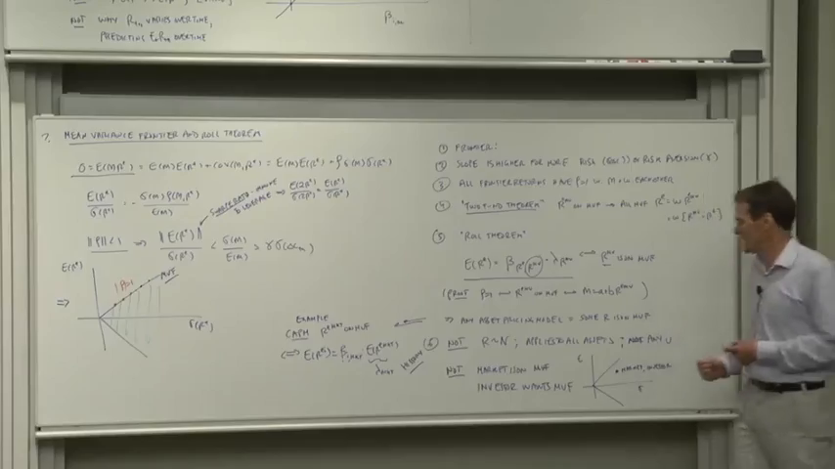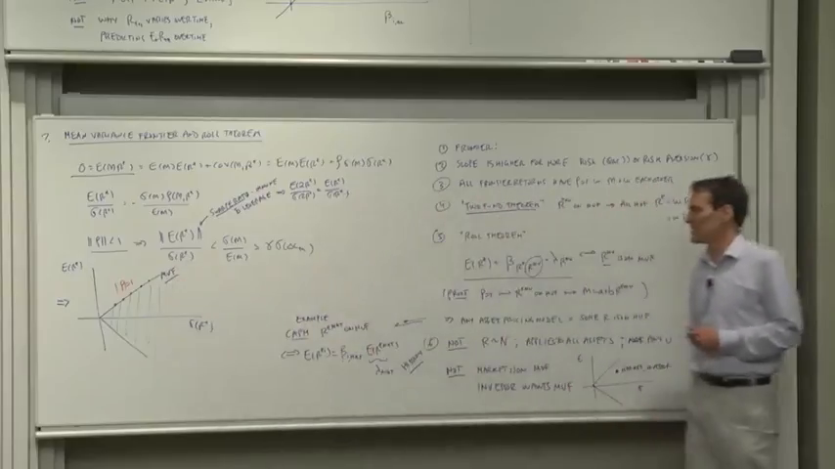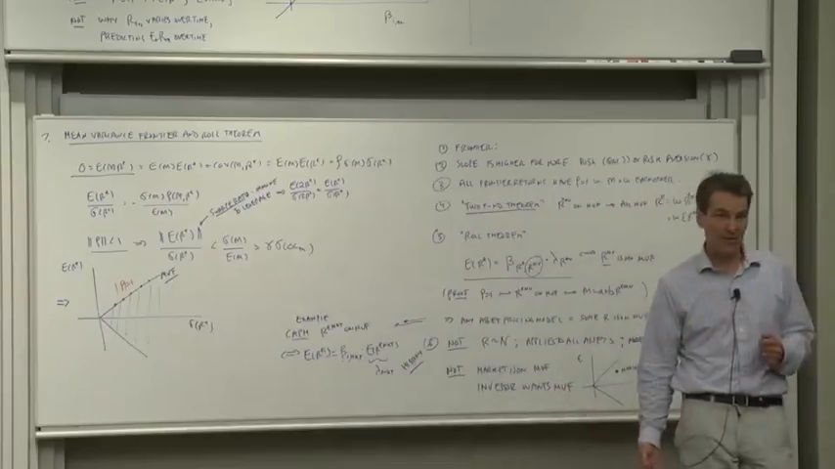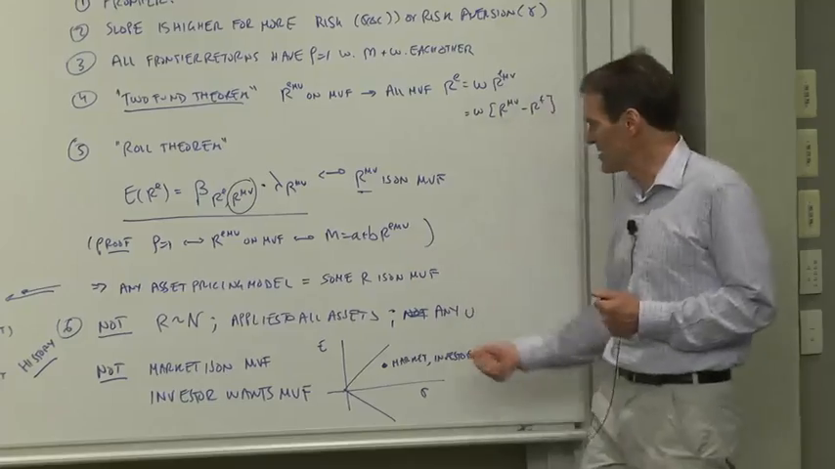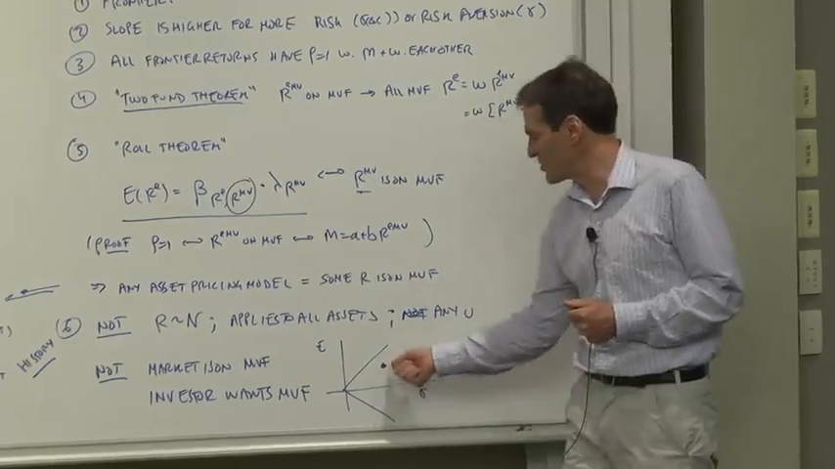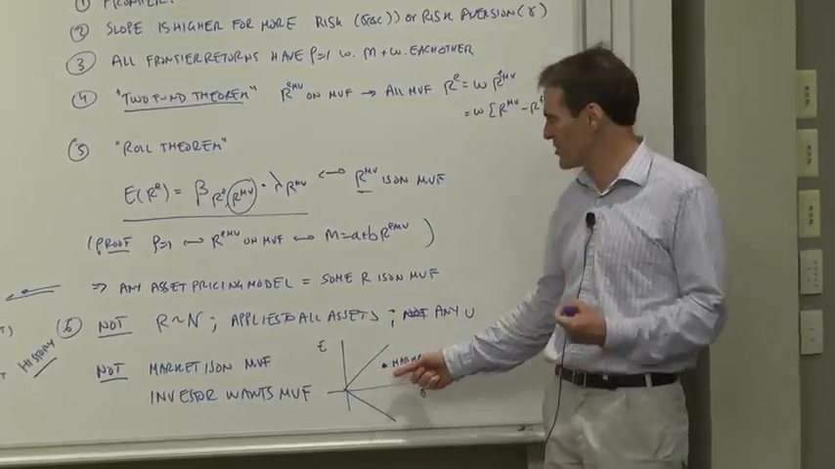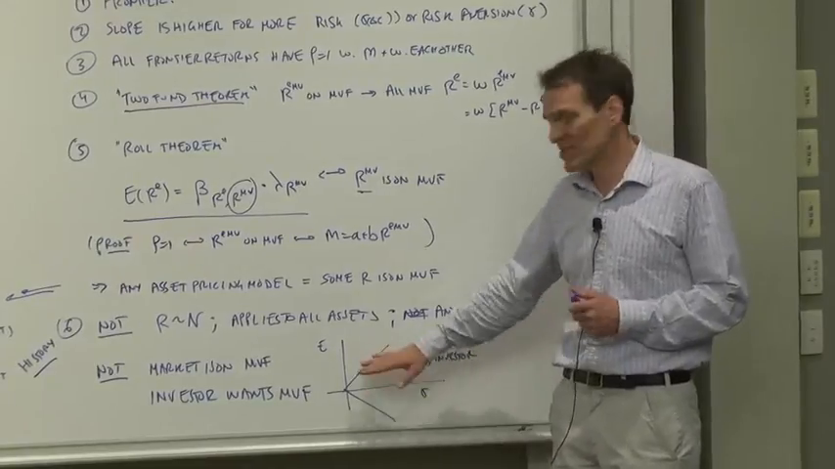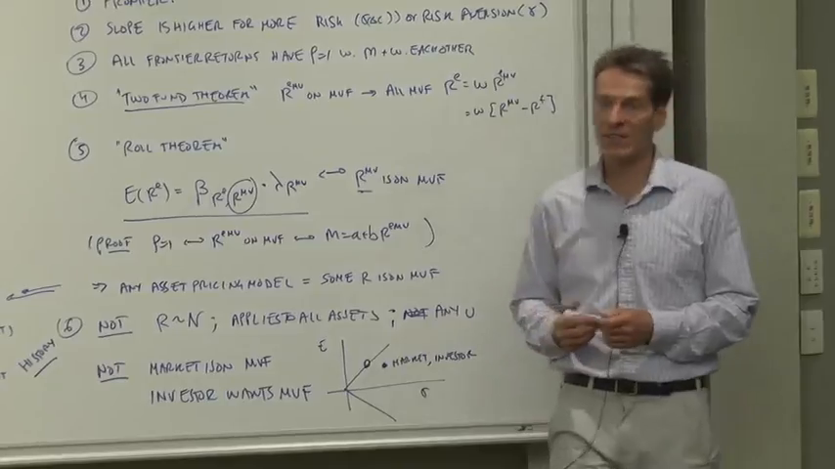I have not said that the market return is on the mean variance frontier. That's a restriction. That's the capital asset pricing model. And I've not said that any investor wants to hold a return on the mean variance frontier. Typically, they don't. In our larger models, the market return and investors' returns will be inside the mean variance frontier. Investors want to smooth consumption growth. They don't necessarily want mean variance.